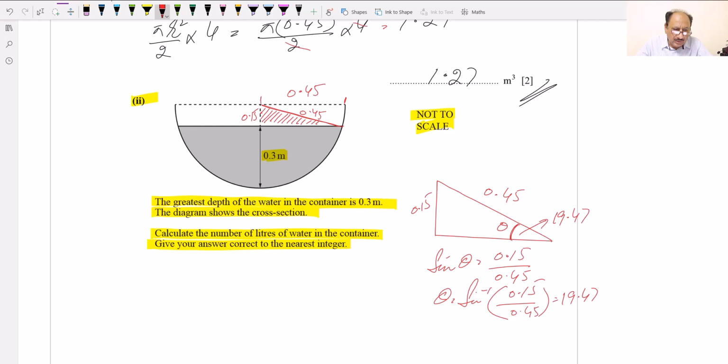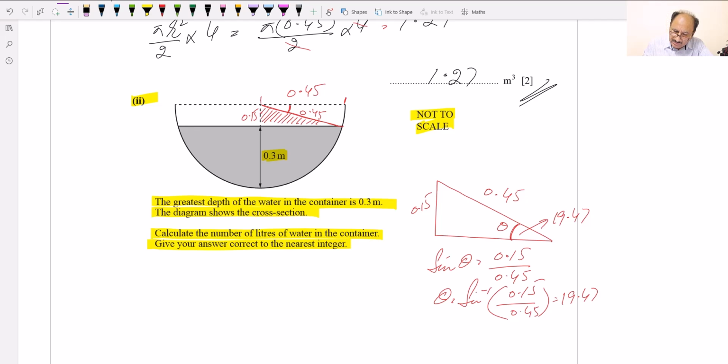So this angle is 19.47, and the opposite angle will also be, this sector angle will also be 19.47. So basically this is the line, and these two are the parallel lines, and this is like this. So we are having this angle as 19.47, so this angle will also be 19.47. Hopefully you understood this.